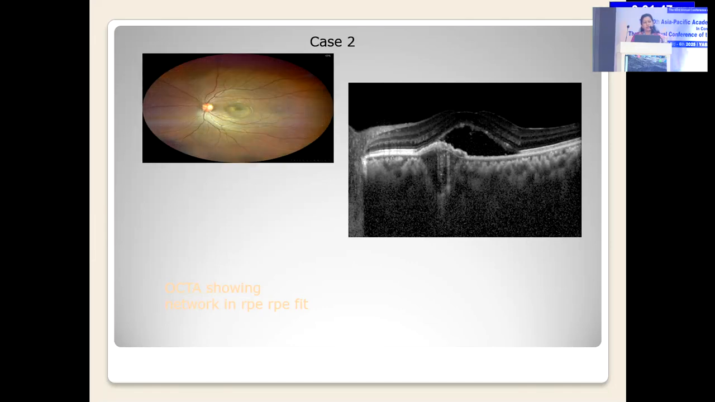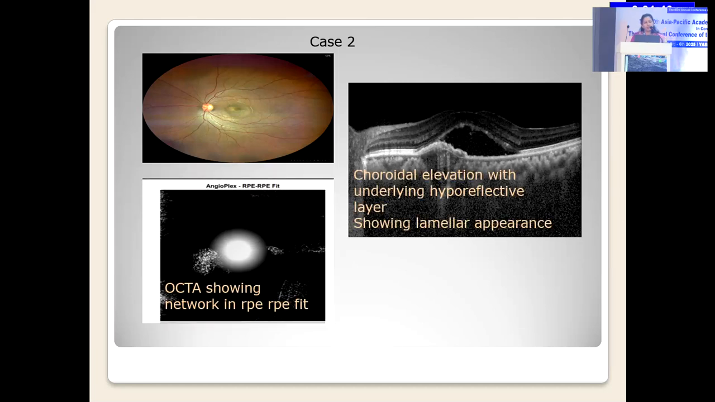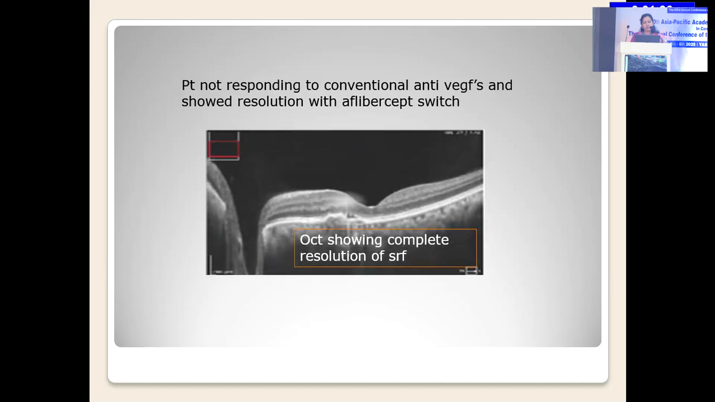Case 2. The patient had left eye choroidal osteoma nasal to the macula with subretinal fluid. OCTA showed a network in the RPE lift, which was suggestive of choroidal osteoma with type 1 CNVM. She didn't respond to conventional anti-VEGFs, but she showed complete resolution with aflibercept.